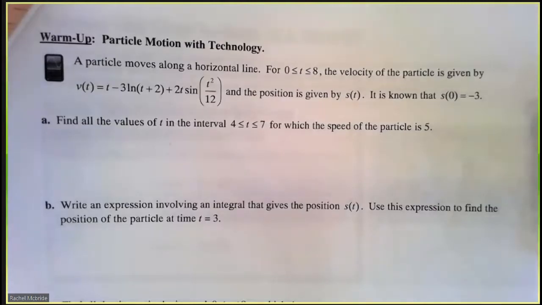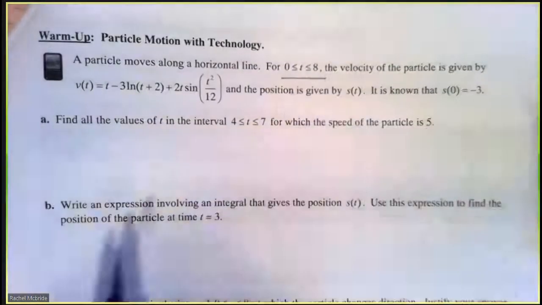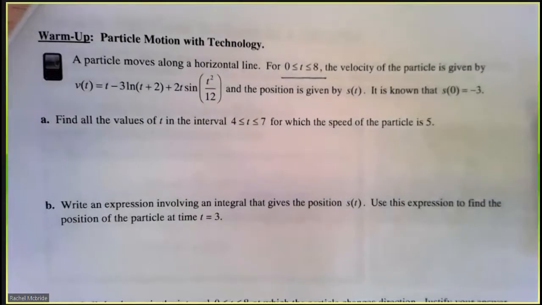So it says a particle moves along a line. The time is 0 to 8. So that's really important because sometimes when you're giving your answers, you want to make sure that you don't go beyond the given time interval.